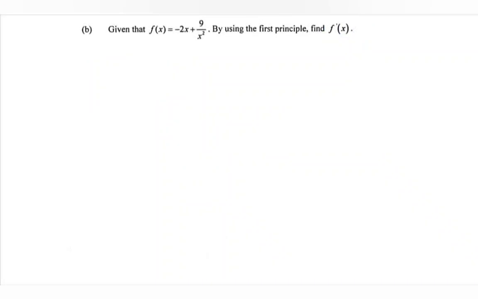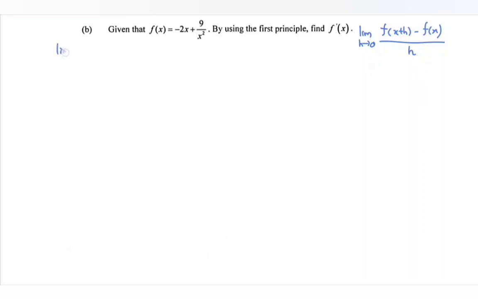Kindly refer to part b. Given that we have f(x) equals negative 2x plus 9 over x squared, by using the first principle, find f prime x. So given the situation, limit when h approaching 0, f(x plus h) minus f(x), then over h. Kindly substitute the situation given.